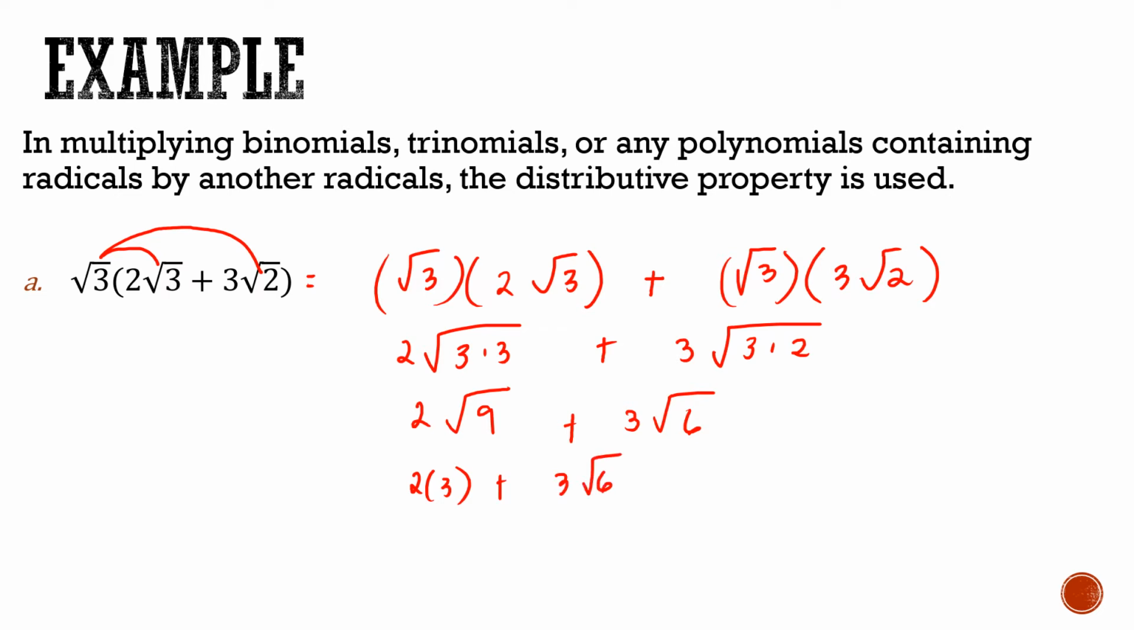Since 6 has no factor, other than 1, that is a perfect square, we just write it as square root of 6. So we get 2 times 3, which is 6, plus 3 square root of 6. Since we cannot combine 6 and 3 square root of 6 because they are unlike terms, this is now your final answer. We get 6 plus 3 square root of 6.